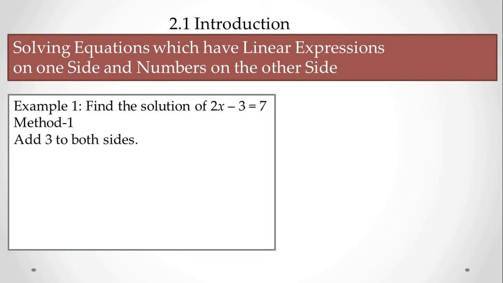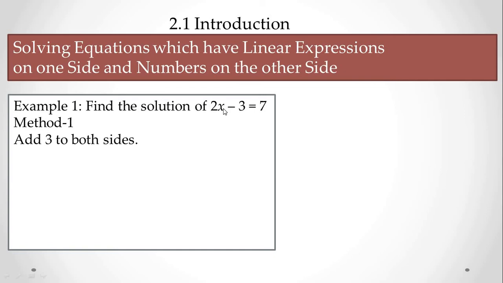So for getting the solution, you observe carefully here: add 3 to both sides. Why are we adding 3 to both sides? Because here in 2x minus 3, if you do plus 3, then that 3 will be removed. Our question is to find the solution. Solution simply means we have to find the value of x. That we will see later once we get the solution. Add 3 to both sides.